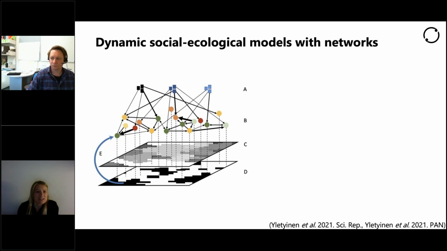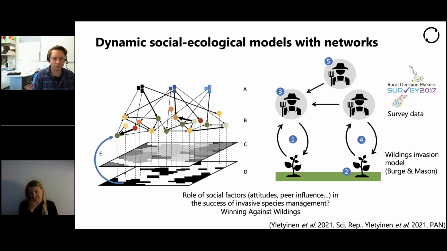So for example, in this model here, we have layer B, which is a farmer network, and that is embedded in the landscape, both social and ecological landscape, and with other groups of people like indigenous councils, industry representatives. And so the social network of farmers all the time adapts to the environmental change and to the social change. And then we have used that same thing on the wildings management research.